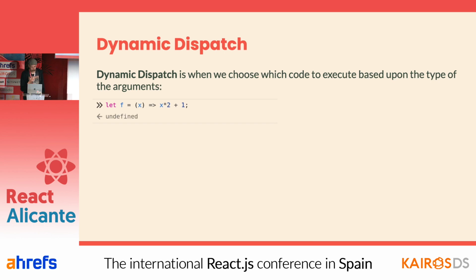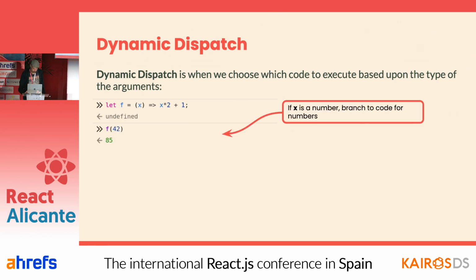So looking at that function in a bit more detail, let's talk about dynamic dispatch. This is when we choose which code to execute based upon the type of the arguments. So we can call that with a number, in which case we're going to have to branch the code to handle numbers. All kind of makes sense.